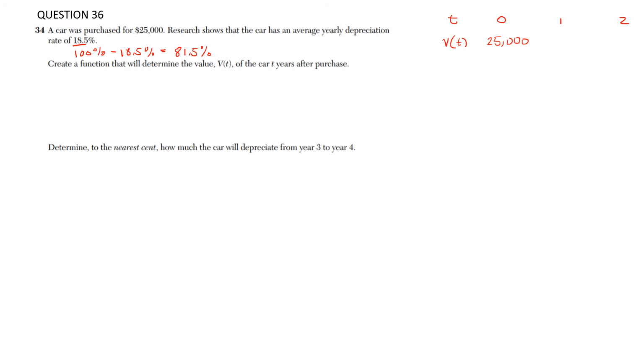So to get the value of year 1, you can either multiply 25,000 by 0.815, or you can multiply 25,000 by how much it loses, times 0.185. But because this is the amount it loses, you're going to have to subtract this from 25,000. And these values are equal to each other. Same thing. But this first option just simplifies it so much more, right?